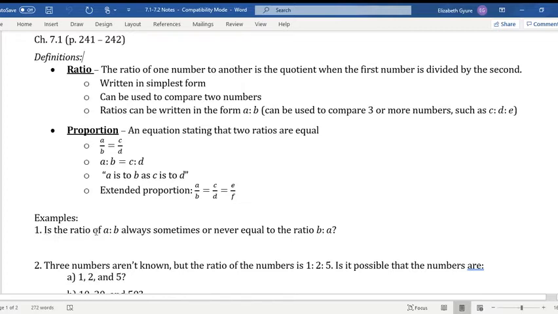So is the ratio of A to B always, sometimes, or never equal to the ratio B to A? So what do we think? Take a second and think about that. Would the ratio of A to B always, sometimes, or never be the same as B to A?